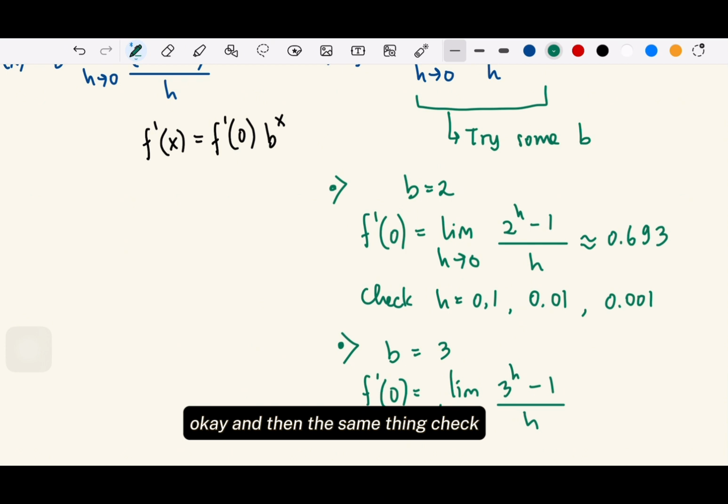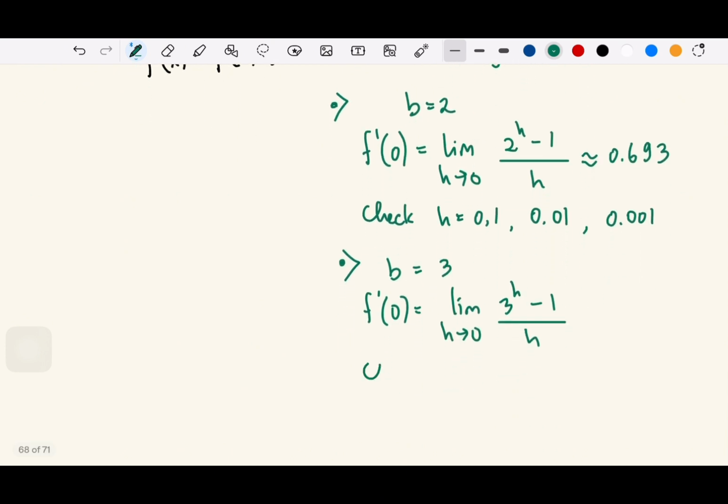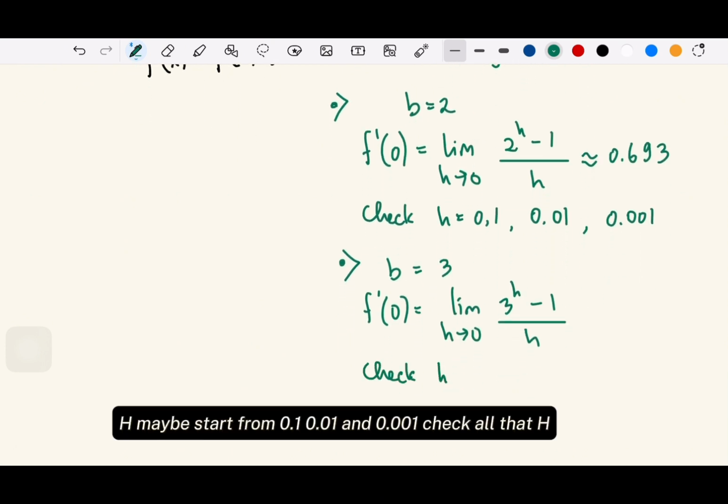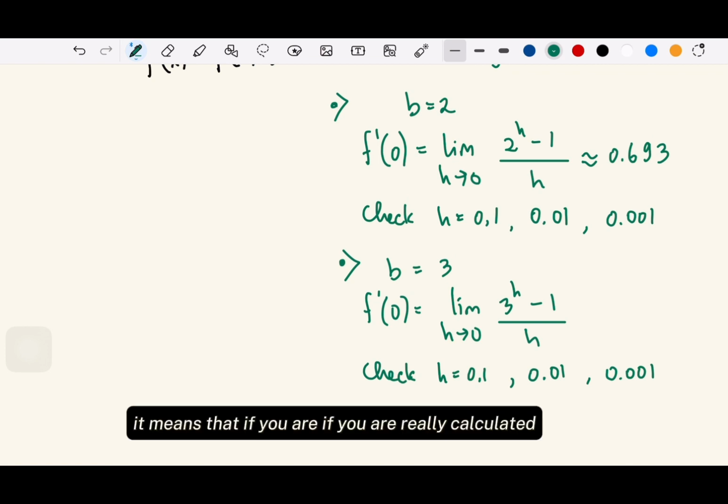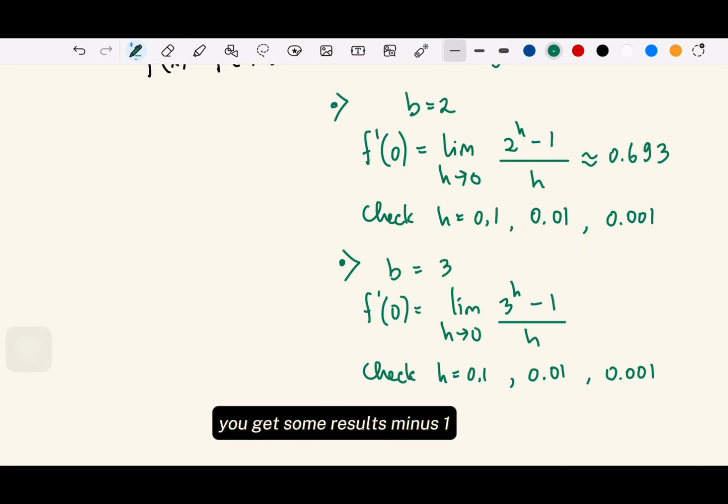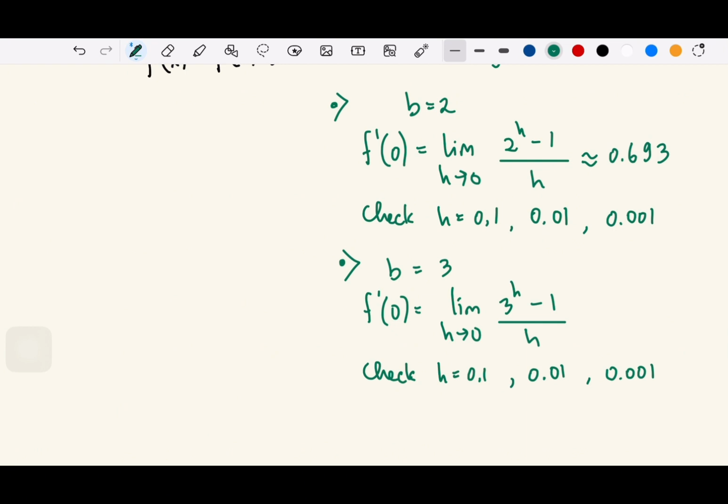Okay, and then the same thing, check h, maybe start from 0.1, 0.01, and 0.001. Okay, check all that h. It means that if you bring any calculator, you can check by yourself. Input 3 to the power of 0.01, you get some results, minus 1, some numbers, and then divide by this 0.01.